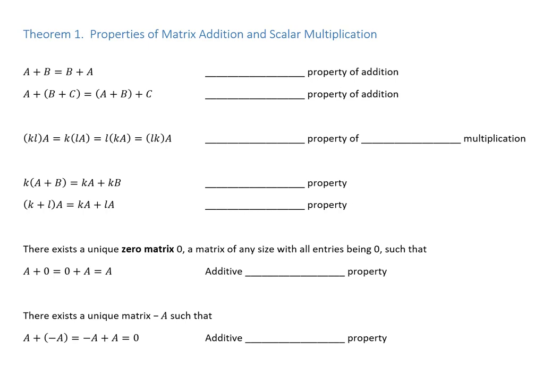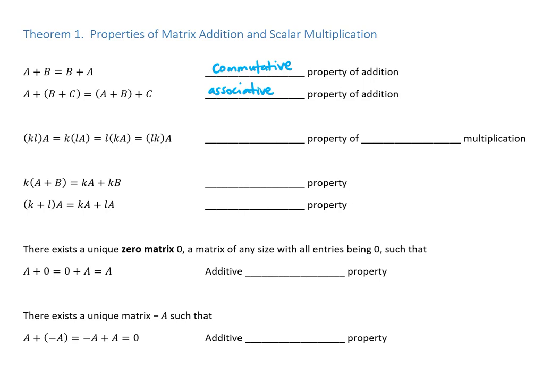For instance, adding matrix A plus B is the same thing as B plus A. That is what we call the commutative property of addition. Then if you say A plus parentheses B plus C is the same as parentheses A plus B plus C, then that's the associative property of addition.